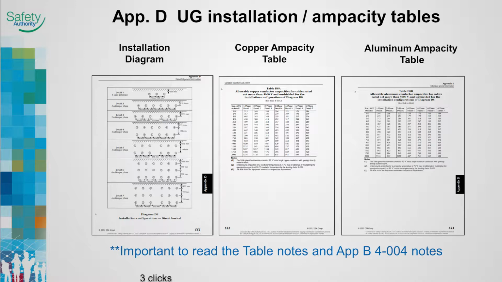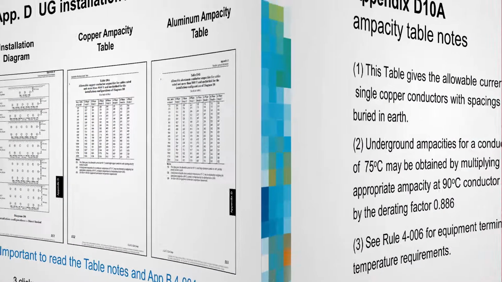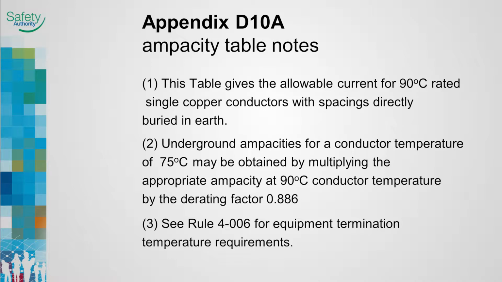When connected to equipment marked with a TTR of 75 degrees C, further derating calculations as indicated in the table notes are required. It's important to read the notes following each table. Note 1 of each ampacity table describes one of the types of installations the 90 degrees C rated conductors apply to. Note 2 of each ampacity table provides a derating factor of 0.886 to apply when the maximum conductor termination temperature rating is required to be 75 degrees C. Note 3 advises the user to refer to Rule 4-006 for temperature termination requirements.